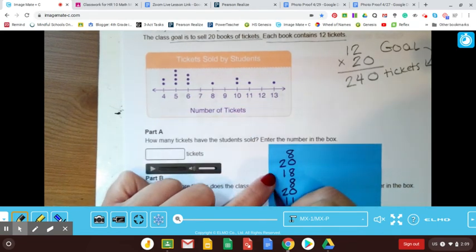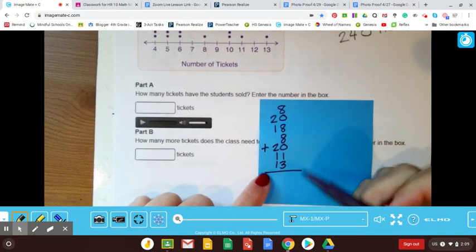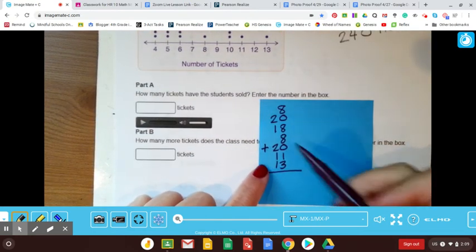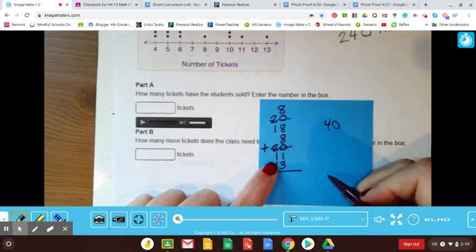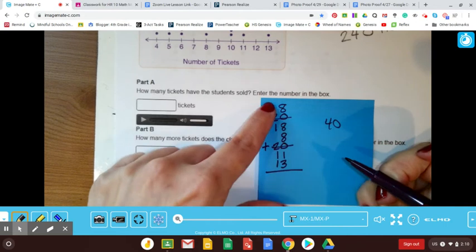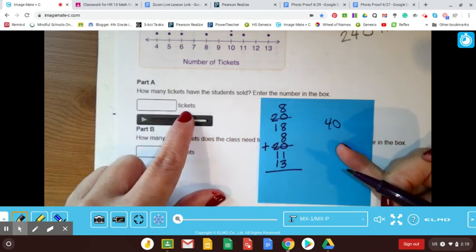So I would have to add all of this up. Oops, sorry. So I can break this down. I can try to make tens. I could do like 20 plus 20 is 40 and make smaller problems. But you're eventually going to have to get a sum of all of these. And then that is what is going to go here, the number of tickets.